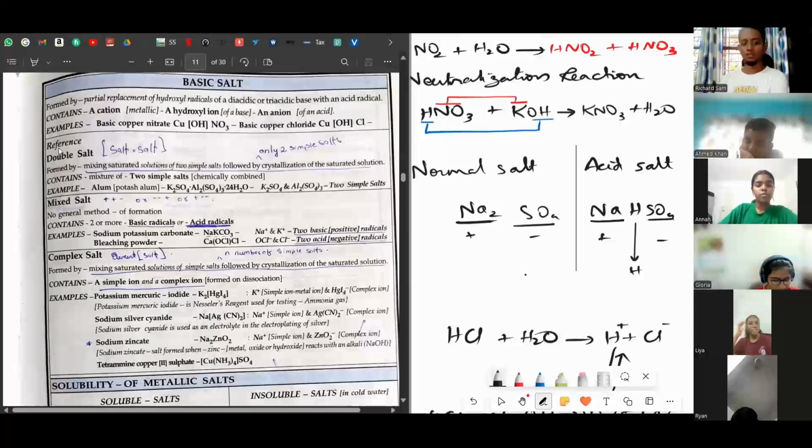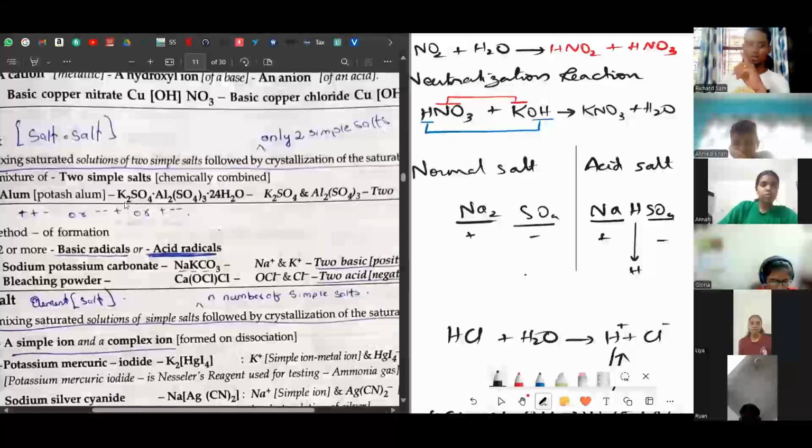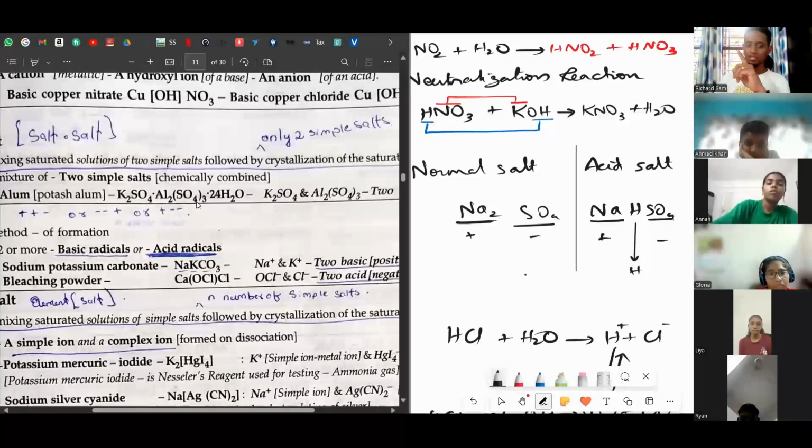Next is a double salt. A double salt is just two salts that are joined together by water of crystallization. For example, alum. Alum is a combination of two salts, K2SO4 and Al2(SO4)3, and they are joined by 24 water molecules. So it forms a crystal-like structure. This water here is called water of crystallization. So there are two salts in alum.